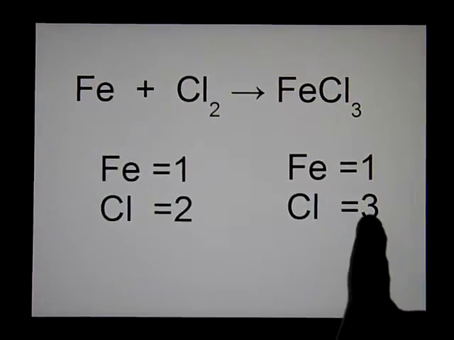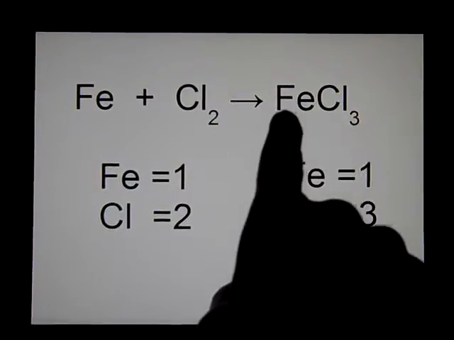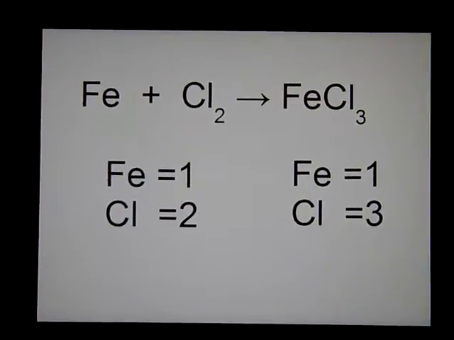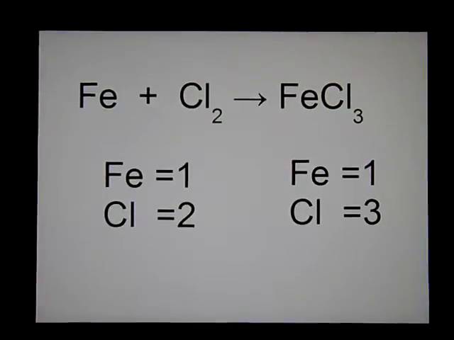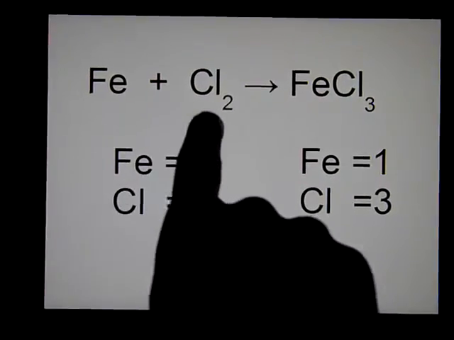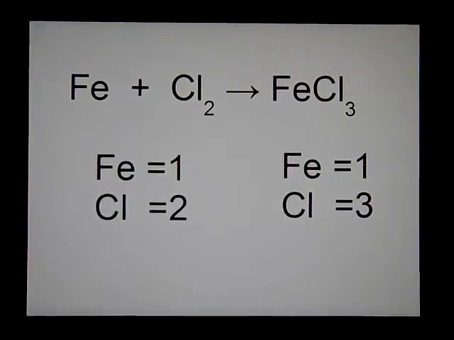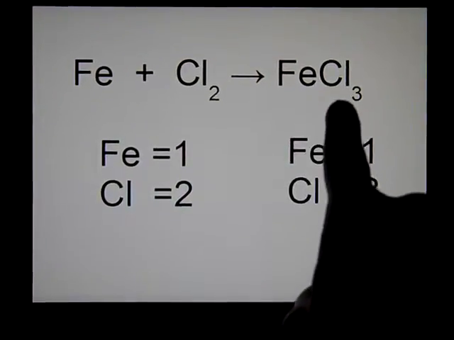And we're going to start over here. And the reason why we're going to start over here is because this is a compound. And we want to try to start with the compounds. That'll make the major changes first. And we can save these elements so we can fix things at the end. So let's go ahead and get our 6 chlorines on the product side.